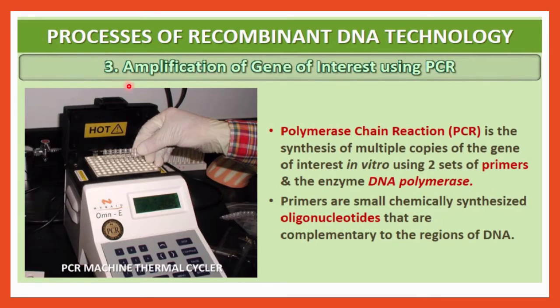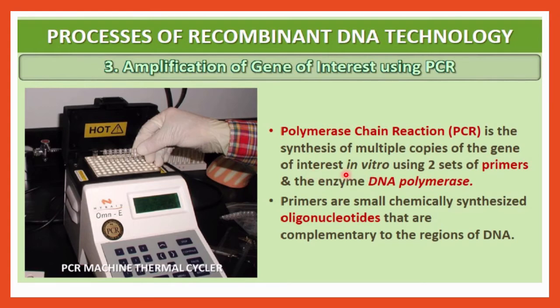That is one kind of multiplication. We have to multiply that gene of interest. So, amplification of the gene of interest by using PCR. PCR is the technology by which we can do this; it means we can multiply the gene of interest in numbers. So the polymerase chain reaction technique is the synthesis of multiple copies of the gene of interest.